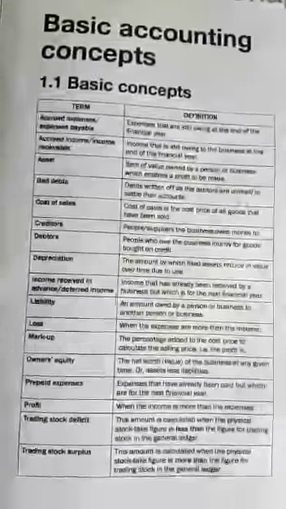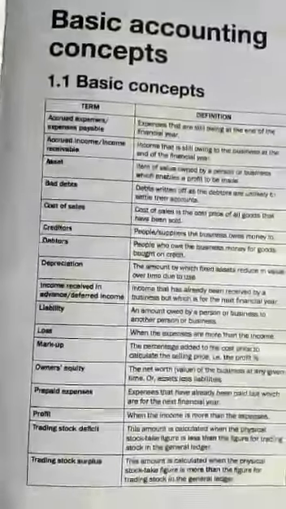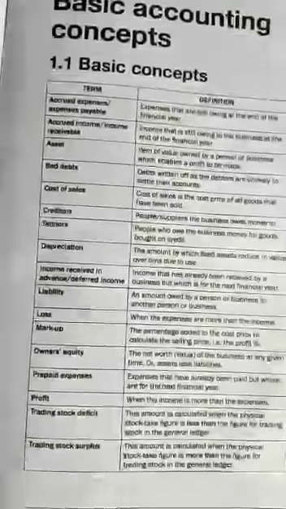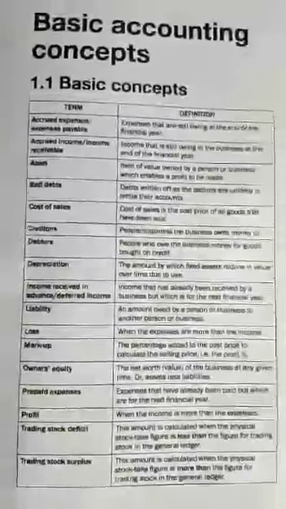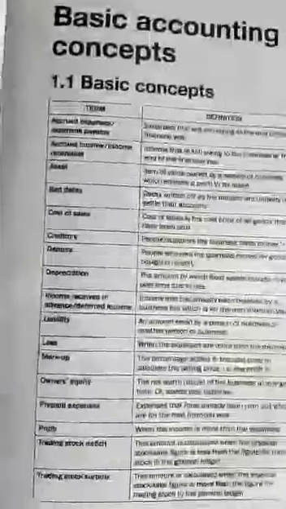Then you have profit. What does the word profit mean? When the income is more than the expenses, it means we are operating at a profit. When we are able to pay for things that belong to the business and pay for services within the business, and after that we still have more money in our bank account, it means we are working at a profit.